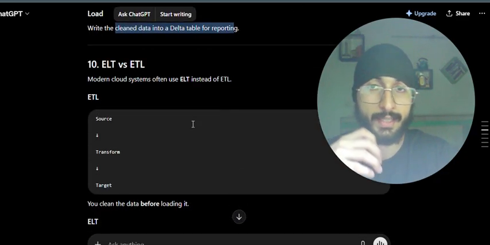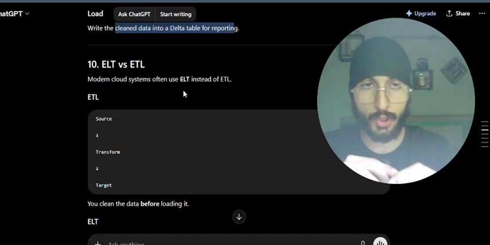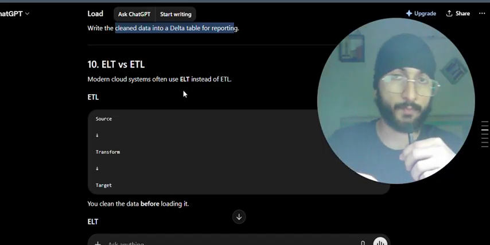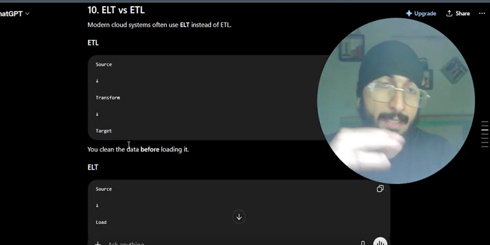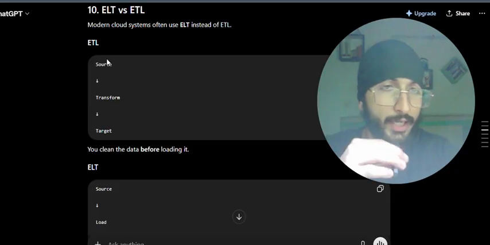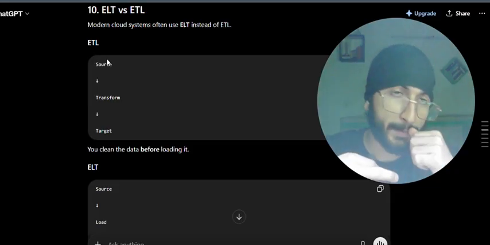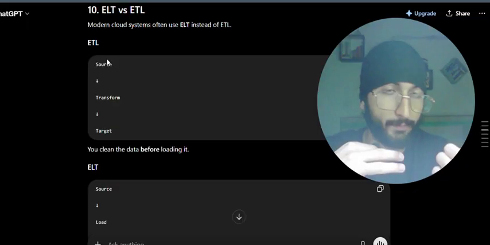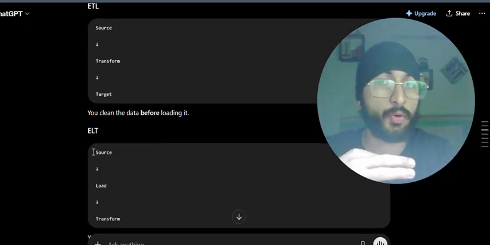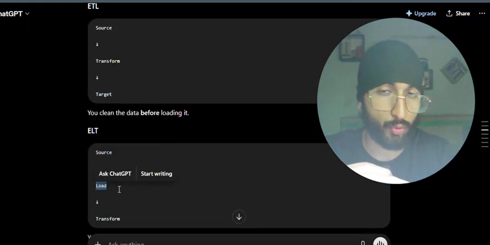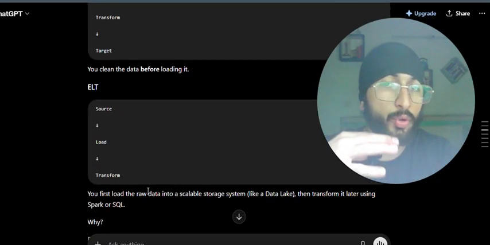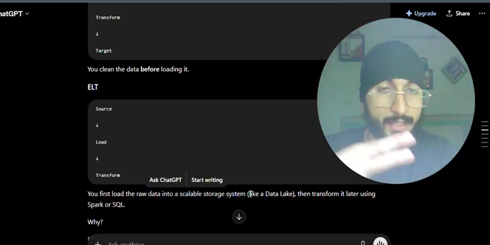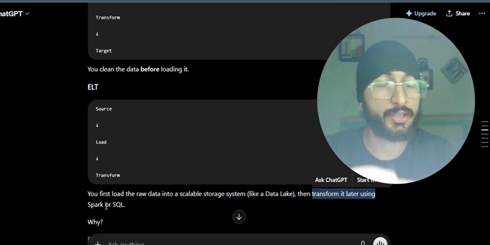Now we are discussing ELT versus ETL. So modern cloud systems often use ELT, that is extract, load, transform, rather than extract, transform, load. ETL is basically cleaning the data before loading it, right? Because we transform the data before we load it in ETL. But in ELT, we go from source, load it into the storage system, and then transform. So we first load the raw data into a scalable storage system like a data lake, and then transform it later using Spark or SQL.